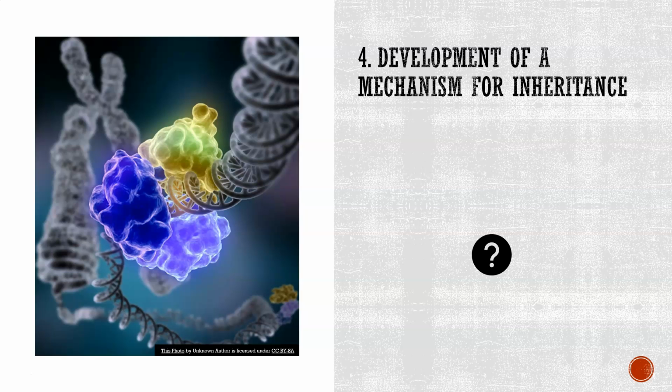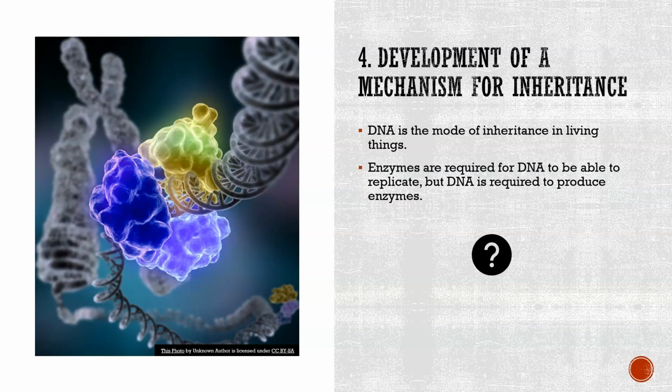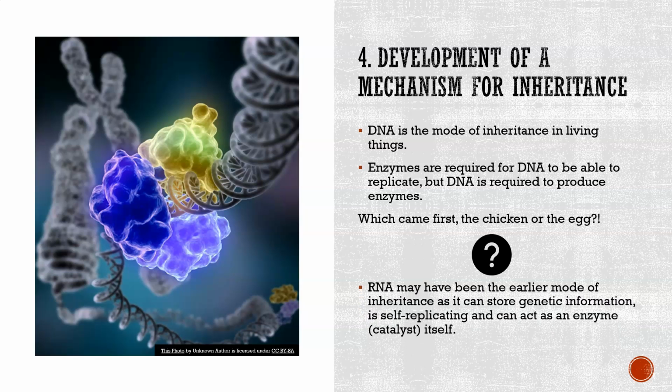Then, okay, so we've got cells, we've got a different internal environment to that that's outside, but now we need to develop some mechanism for inheritance, because if these cells are going to divide and grow in numbers, they've got to pass on that genetic information. So DNA had to be developed. Okay. Now enzymes are required for DNA to be able to replicate, so we needed enzymes to be produced. Enzymes, remember, are made out of proteins. So which came first, the chicken or the egg, the DNA or the enzymes?